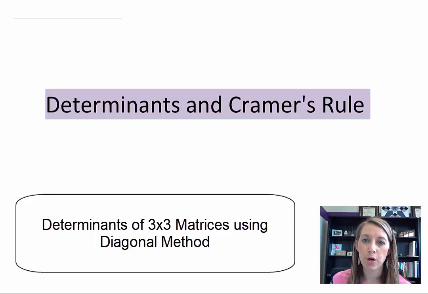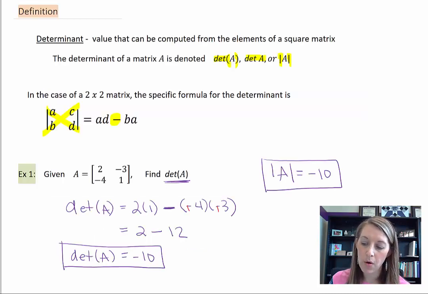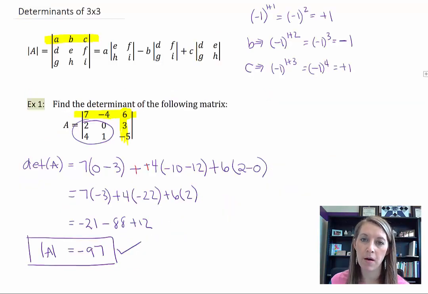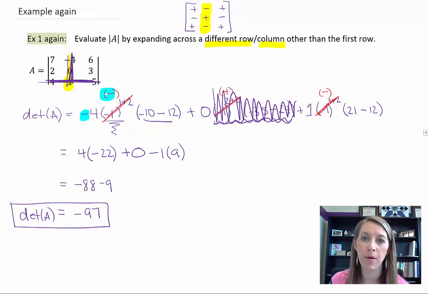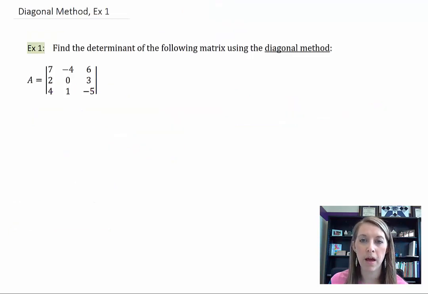All right, moving on with determinants. So far we know how to take the determinant of a 2 by 2 matrix. We know how to take the determinant of a 3 by 3 matrix by expanding upon the first row. Then we learned how to take the determinant of a 3 by 3 matrix by expanding upon any row or any column using minors and cofactors. And then there's this last way of taking a determinant of a 3 by 3 matrix.